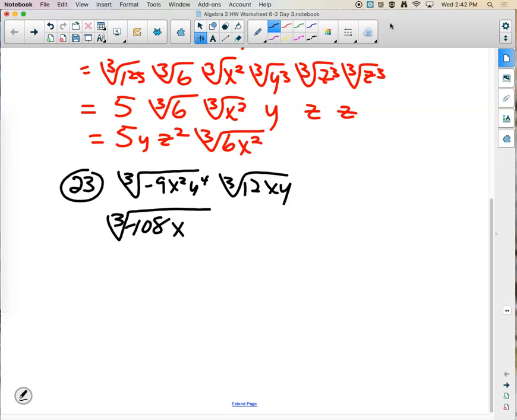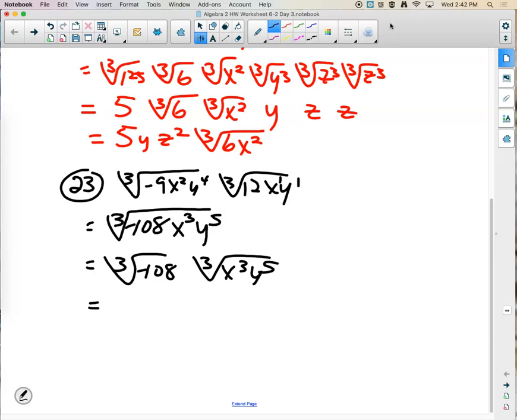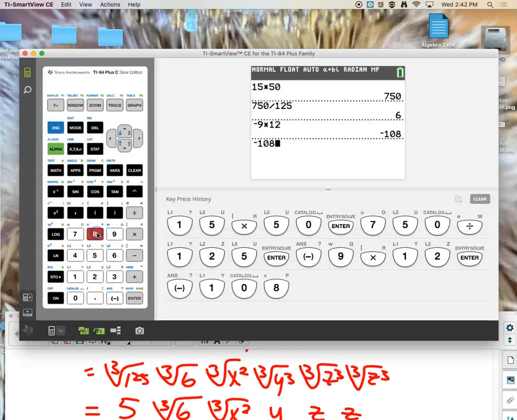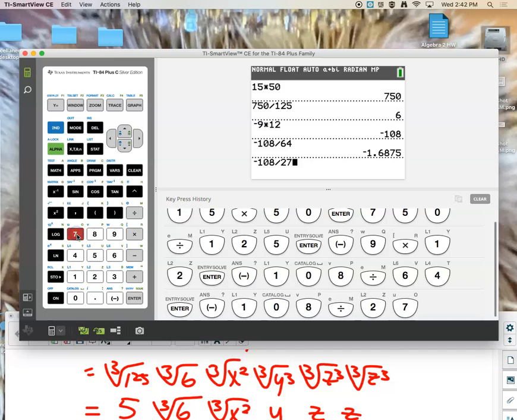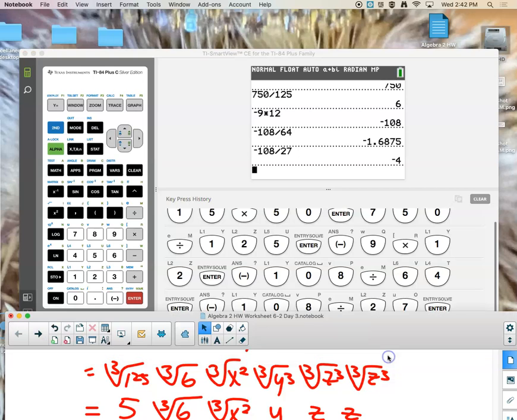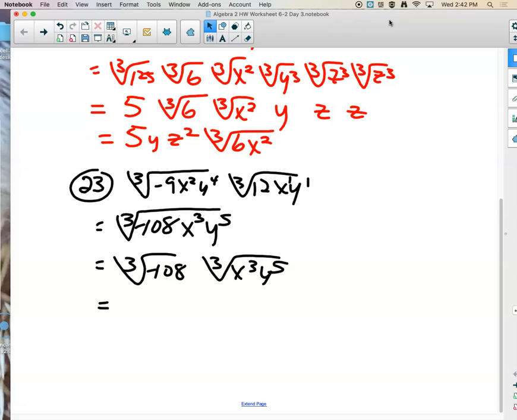And then again, with similar bases, we add the exponents. So we have a 2 and a 1 for our x's for a grand total of 3, and a 4 and a 1 for a grand total of 5 for our y's. And now we're going to separate the number from the variables. And we want to figure out, well, is there something nice in our cube roots that will divide nicely into 108? So we give it a try, and we say, how about negative 108 divided by 64? That does not come out nice. Negative 108 divided by 27. Yes, that comes out nice. So we want to take the cubed root of 27 out of the cubed root of negative 108.